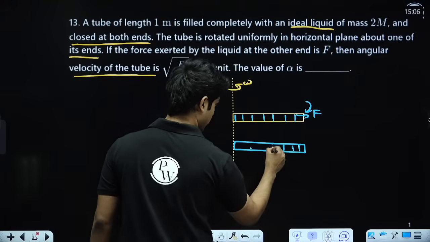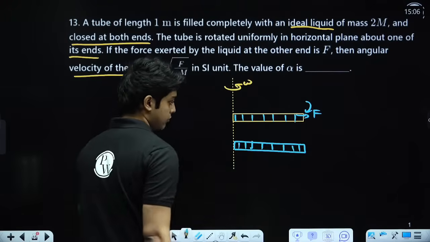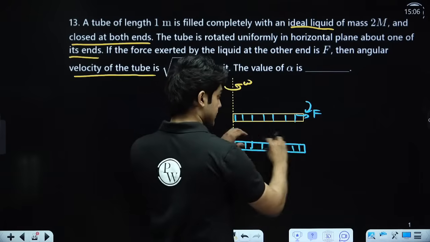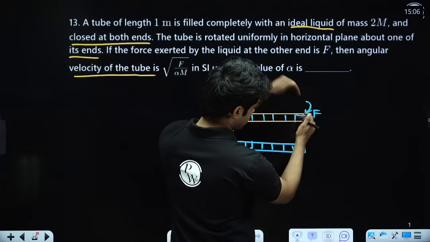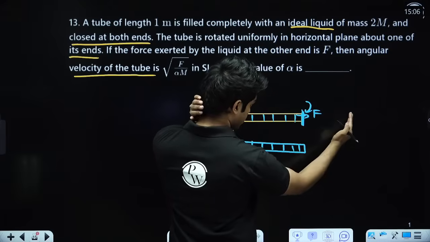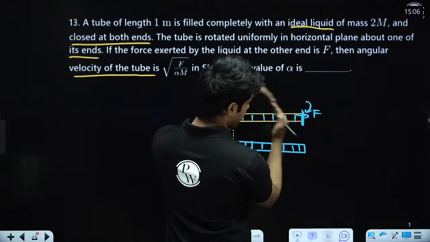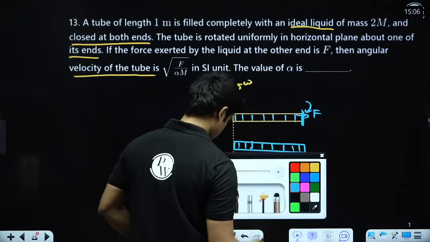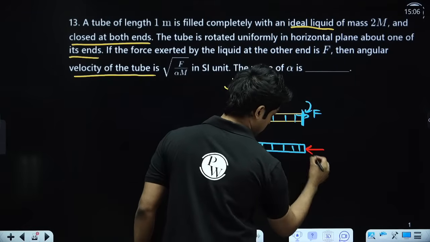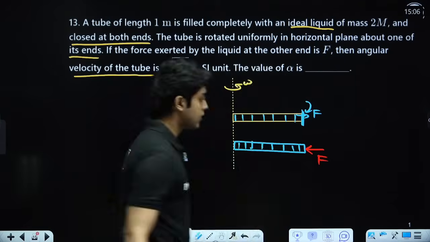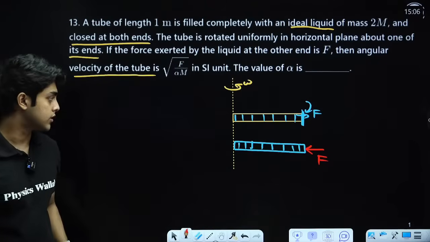I'm taking this cylindrical fluid as my system. As I'm choosing this as my system, if the fluid exerts a force F on the wall of the tube, then the wall will exert a force F back on the fluid. So that F force will be exerted back on this fluid at this location. I hope that is clear. This is just Newton's third law.